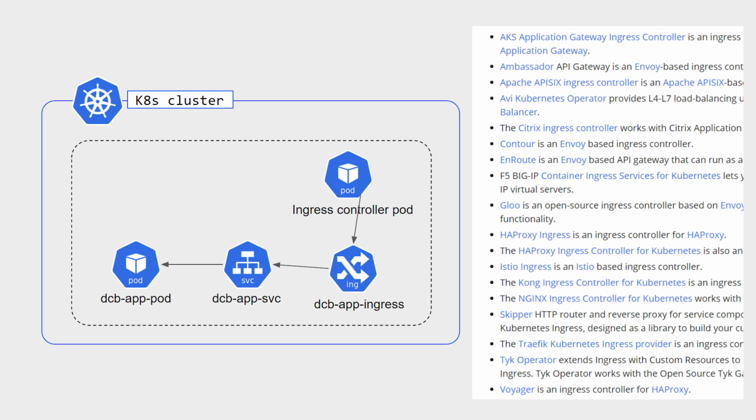There are a lot of different ingress controller implementations available. We will be using the Nginx implementation in this demo. There are a lot available from Apache and the different cloud providers also. There is an entire list available in the Kubernetes documentation. I will add that link in the description below so you can check out which controllers are available.